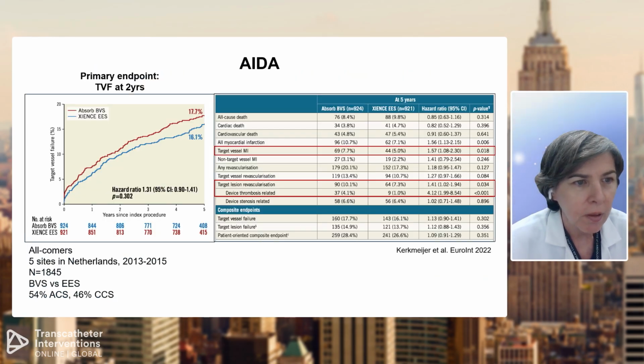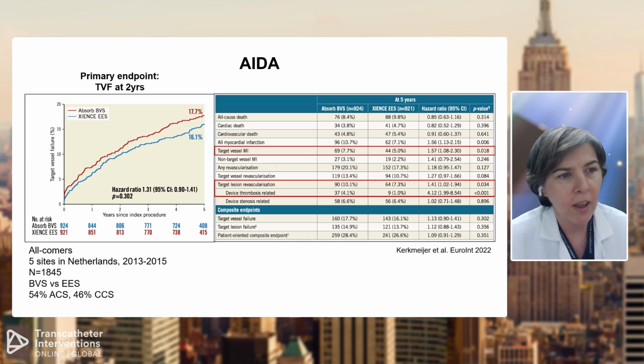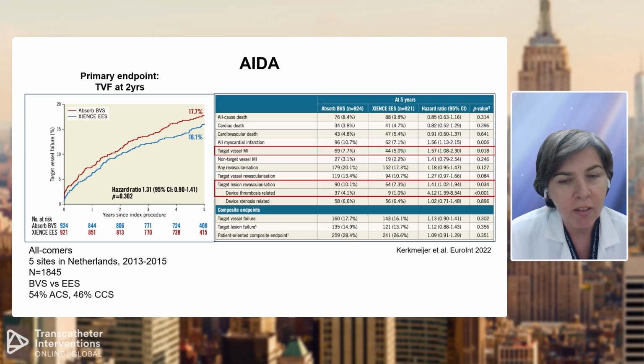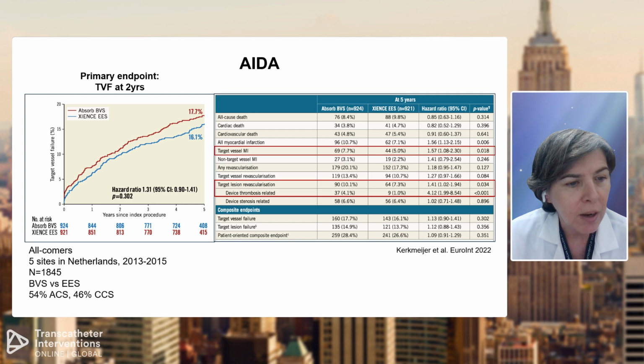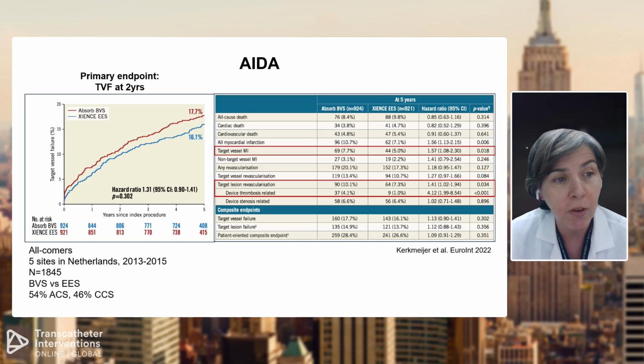At the same time, historically, there was this other study, the AIDA study, conducted in the Netherlands. This was an all-comers trial, again about the same time period, 1,845 patients, same thing, BVS versus EES. Over half were ACS patients.